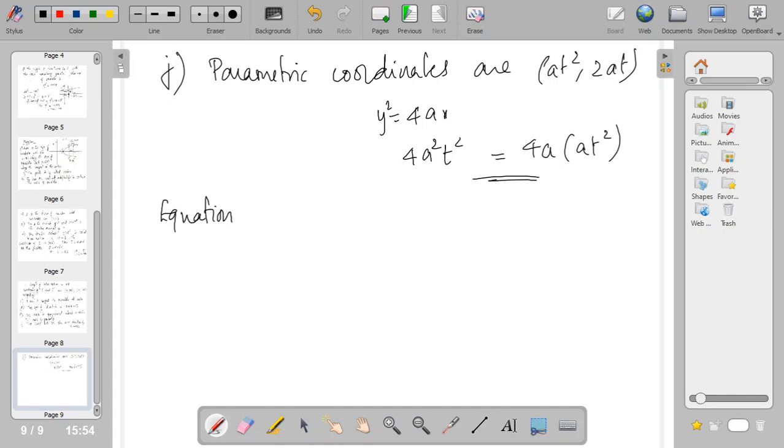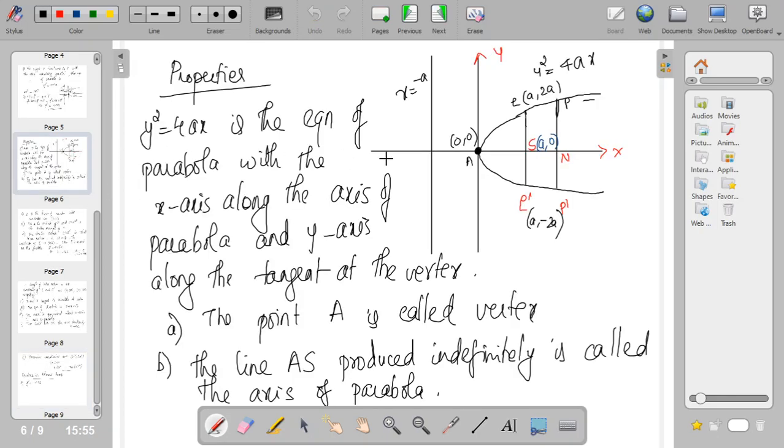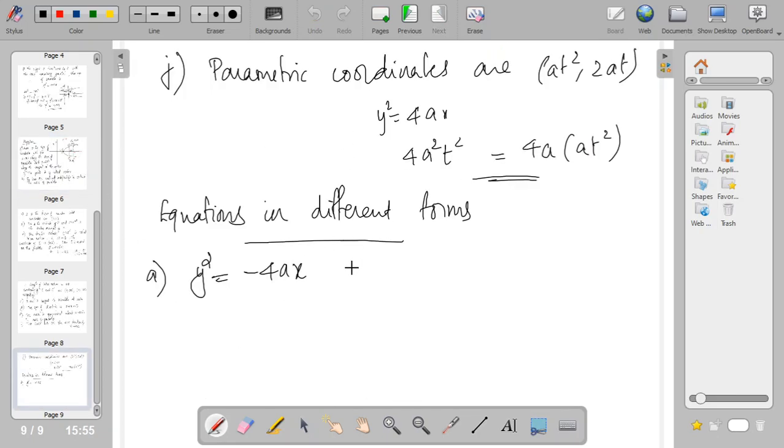So equations in different forms. This is one of the parabolas. If you have y square equal to minus 4ax, that is a parabola which is opening, now we saw the parabola opening towards the right, so now this parabola will open towards the left. So the curve will be along the negative x-axis, and the focus will be minus a, 0.